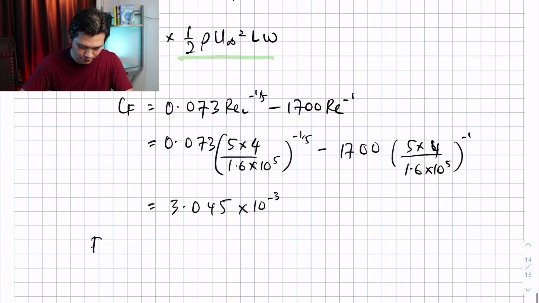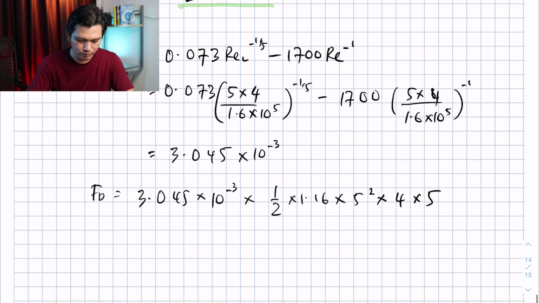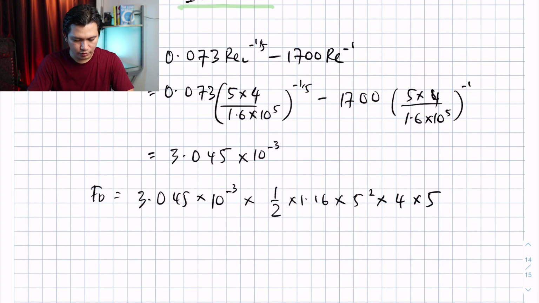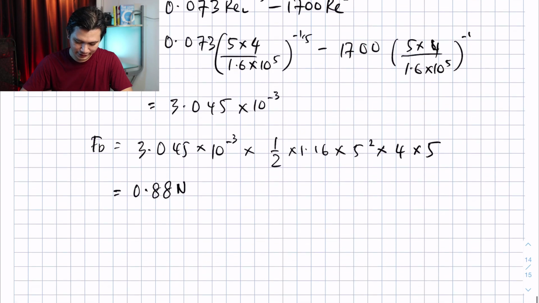And now it's time to find the FD. It is 3.045 times 10 to the power of minus 3 times half rho, which is 1.16, U is 5 squared, times length 4 and width 5. So 1/2 times 1.16 times 25 times 20, and you will have the drag force as 0.88 Newton. So there you go. Del is 0.065 and the drag force is 0.88.